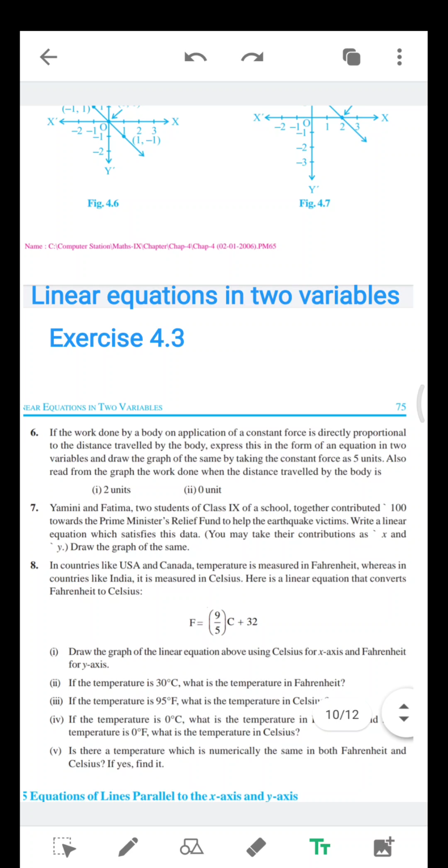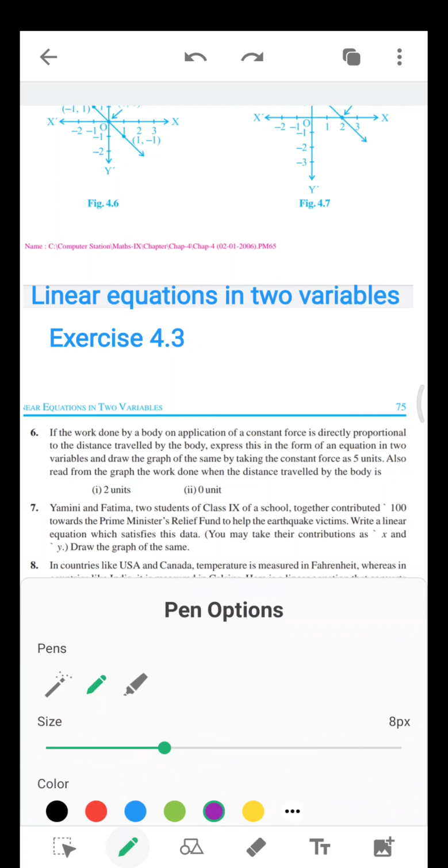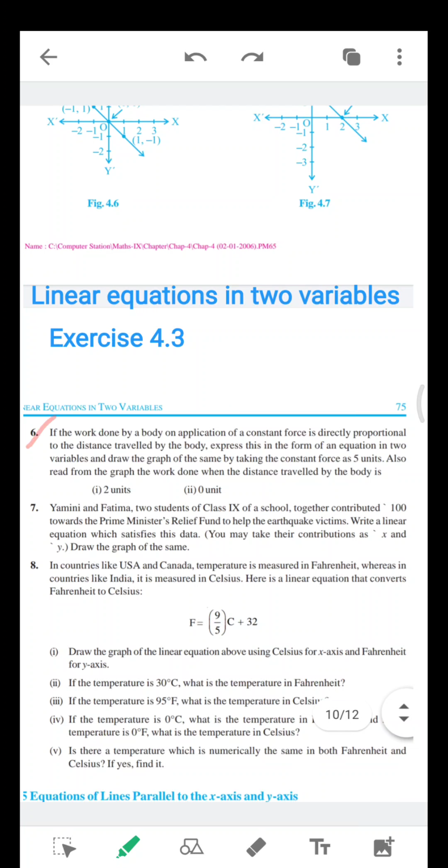In today's session we are going to see the remaining word problems of exercise 4.3. In the last session we have seen question number 6, which was based on work force. Today we have a question based on temperature and based on the share of two girls for Prime Minister's Relief Fund. So let's begin with question number 7.